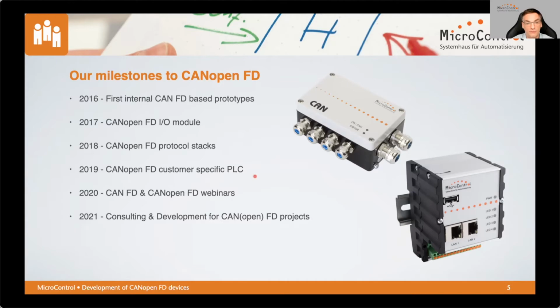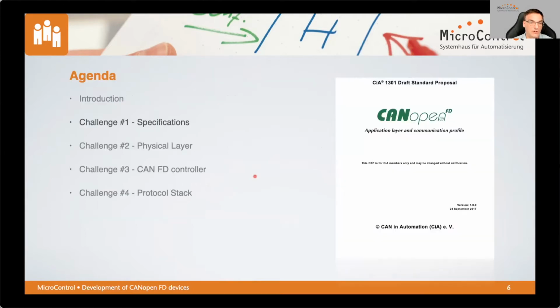2020, that was the year of Corona. So we started in that time specific FD and CANopen FD webinars based on that technology. And 2021, from our point of view, was really a breakthrough with CAN-FD and CANopen FD projects. So we did in this year lots of consulting and customer specific development for CANopen FD but also for CAN-FD projects that have nothing to do with CANopen at all. But we can see that the market is going to FD.